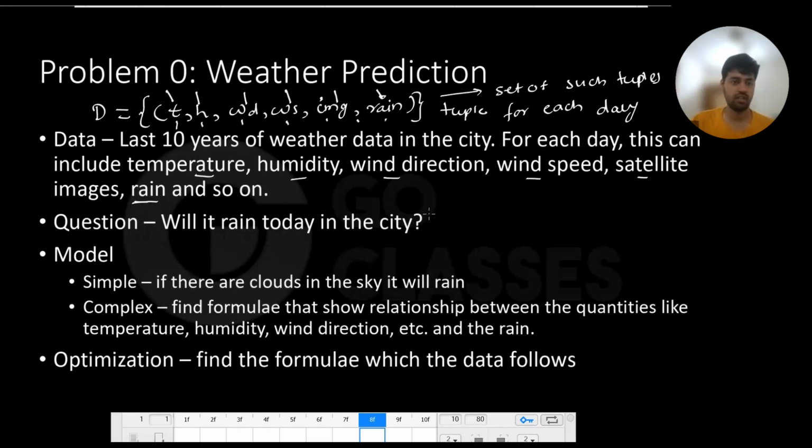Is the question understood? So, given this data for the last 10 years, I have to predict whether there will be rain in Mumbai or in Delhi or whichever city you like today or not. So, my question is this: is this a hard problem or an easy problem?